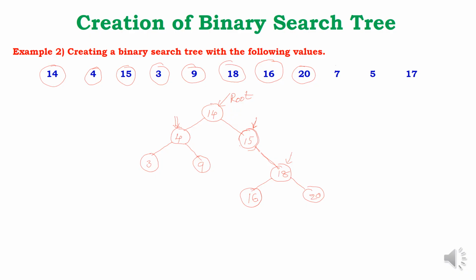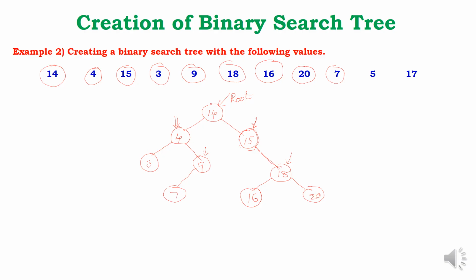Then try to add node 7. Again start comparing with root node. Is 7 less than 14 or greater than 14? It is less than 14. It should come in the left subtree, but left is filled. Go to left node. Now here 4. Is 7 less than 4 or greater than 4? It is greater than 4. It should come in the right subtree, but right is not empty. Go to right node. Is 7 less than 9 or greater than 9? Less than 9. It should come in the left subtree. Is left of 9 free? Yes. So you can add 7 as a left node of 9.